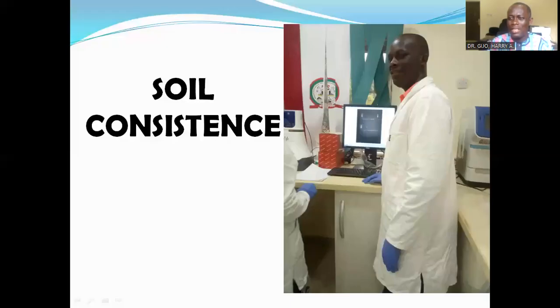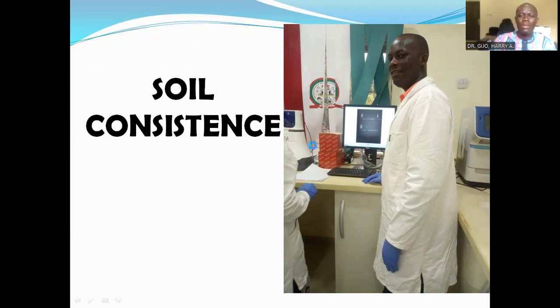Earlier, we had looked at the soil structures, and in today's video, we're going to look at the soil consistence. The soil consistence is a physical property of soil. We had earlier enumerated that the physical properties of soil include horizontation, texture, structure, color, consistence, resistivity, porosity, and temperature. So I want to look at soil consistence.